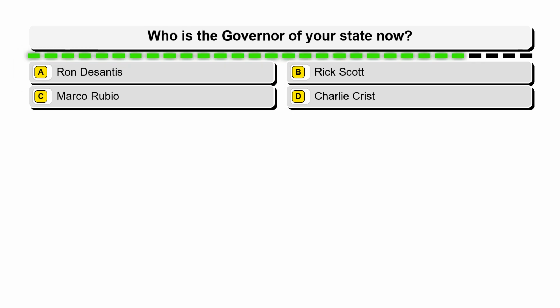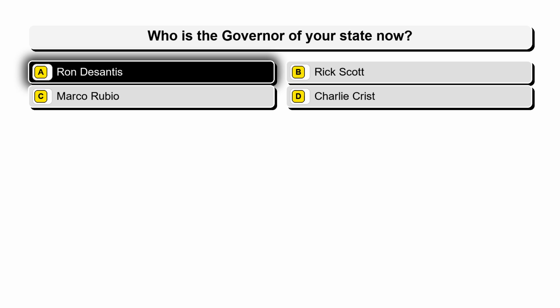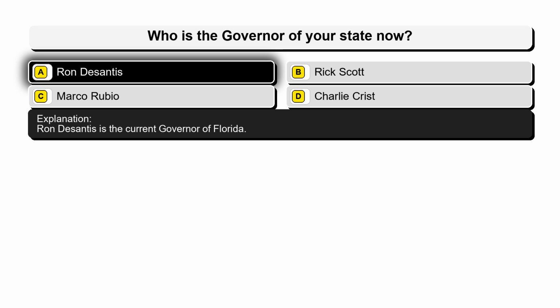Question 87. Who is the governor of your state now? Option A, Ron DeSantis. Option B, Rick Scott. Option C, Marco Rubio. Option D, Charlie Crist. The correct answer is option A, Ron DeSantis. Ron DeSantis is the current governor of Florida.